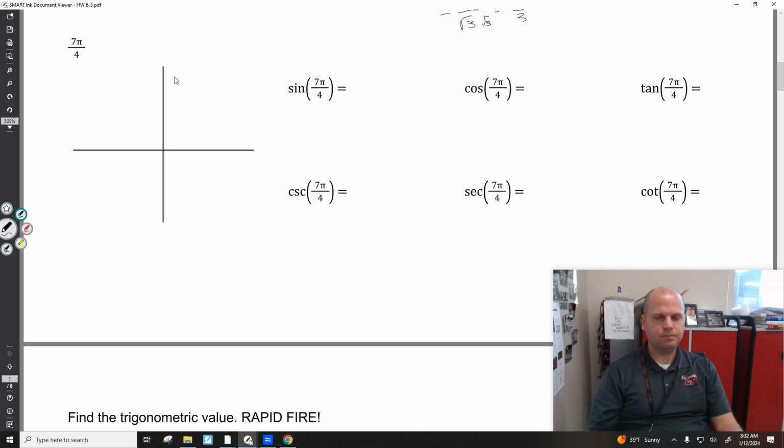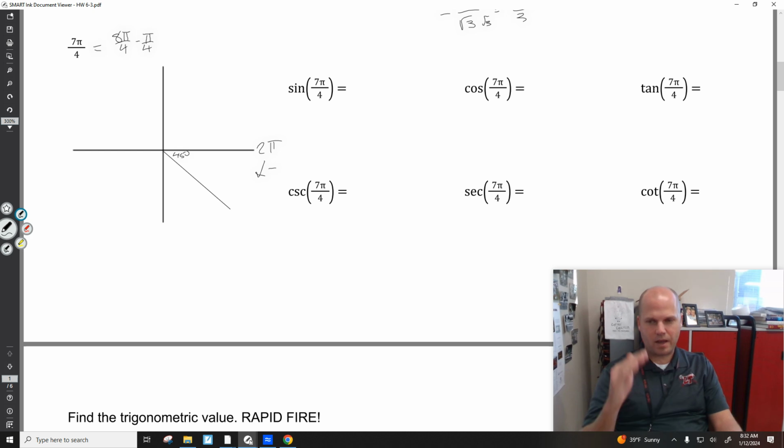7 pi over 4. Radian, where is it located? It's 8 pi over 4 minus a pi over 4. We go all the way around to 2 pi, which is 8 pi over 4. We then subtract pi over 4, which puts me in the 4th quadrant with a reference angle of 45 degrees with the x-axis. Always make your triangles with the x-axis. We've always talked about our reference being with the x-axis. This is important. If you make it with the y-axis, you're probably going to be making mistakes.